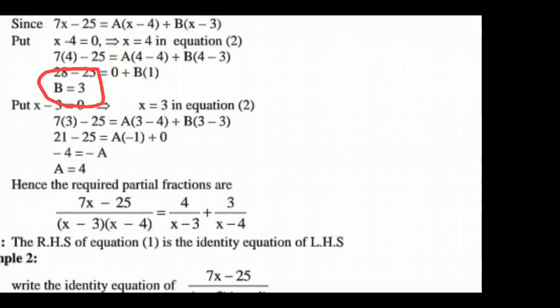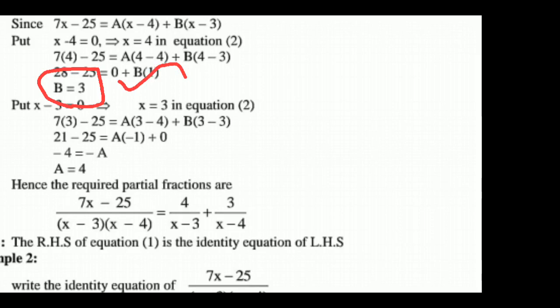Already you see in equation 1, we have taken A and B as the two numerators. In the denominator, x minus 4 and x minus 3, you have taken numerator A for the factor x minus 3, and for the factor x minus 4 the numerator is B. So that means you have to find A and B. That is our aim. So first here we found B equal to 3.